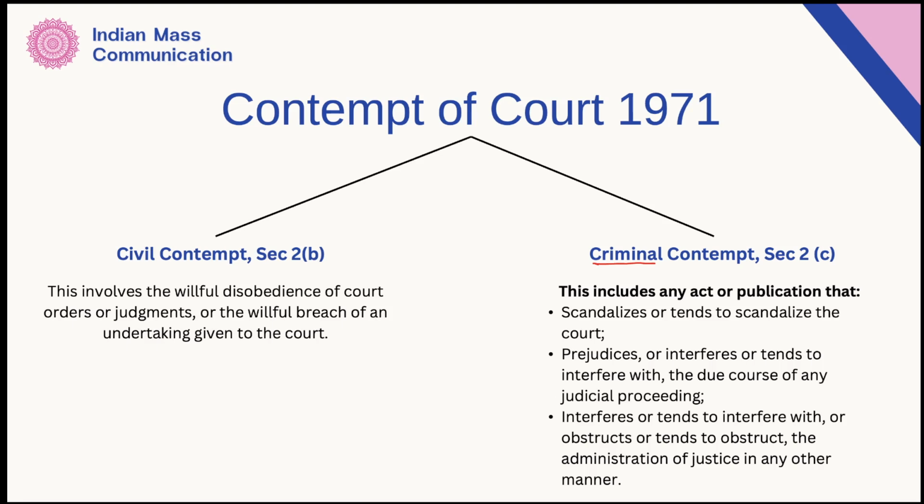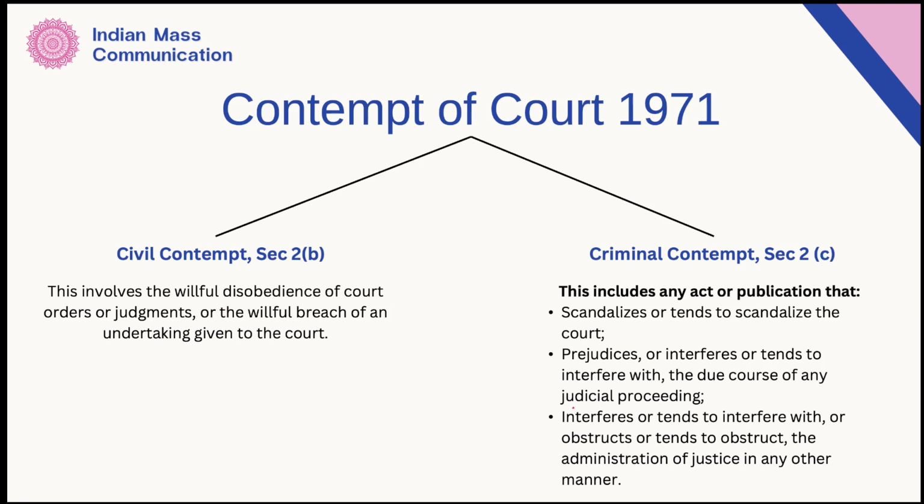It includes scandalizing. If any publication or matter scandalizes the court's proceedings or its judges, and defames them. Prejudice: if it creates prejudice or bias among the people, or interferes with the due course of judicial proceedings. Third, if it obstructs or interferes with the proceeding or administration of justice.